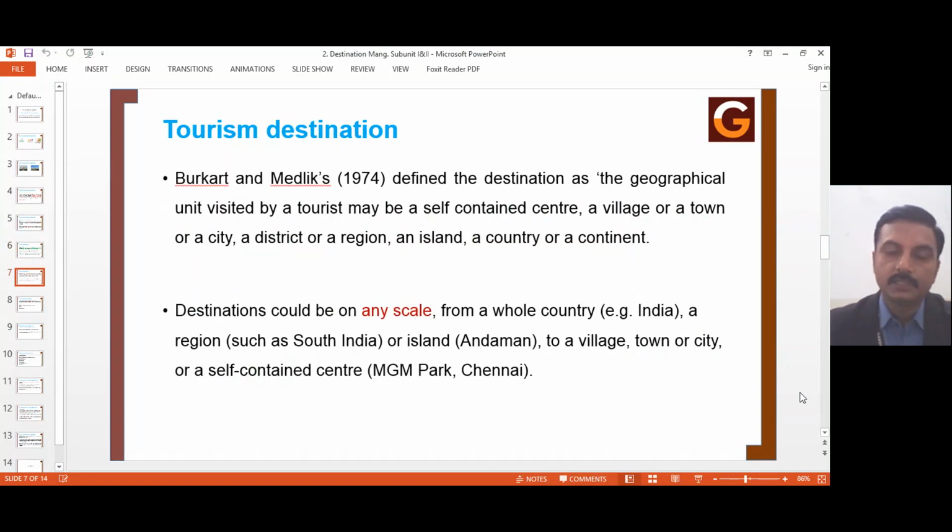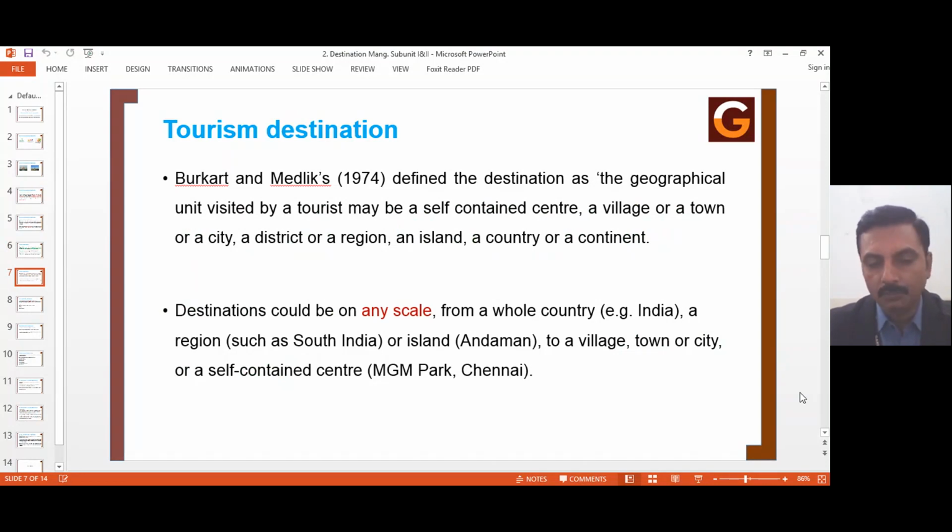Further, if we see the definitions given by the authors, they have defined that any geographical unit or region which can be visited by a tourist, it may be a self-contained center, a village or town, city, district, region, or sometimes an island, for example, Andaman Nicobar Islands. An entire country or a continent can be termed as a tourism destination. It depends how we are going to market and promote. So there may be different scales of the destinations, small, medium, large.